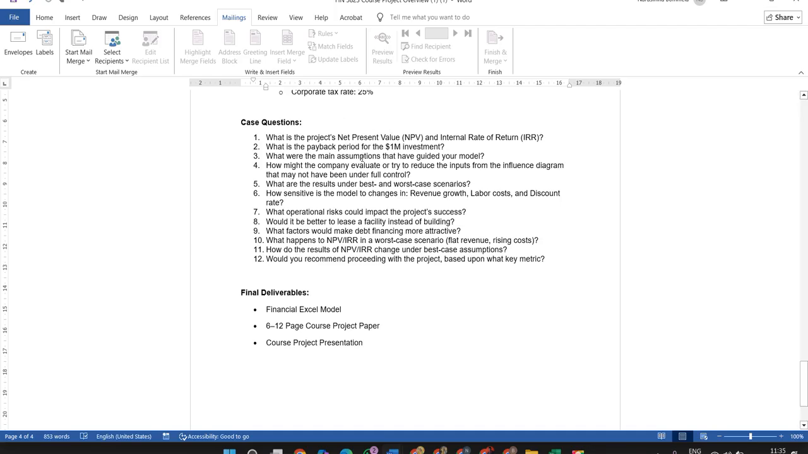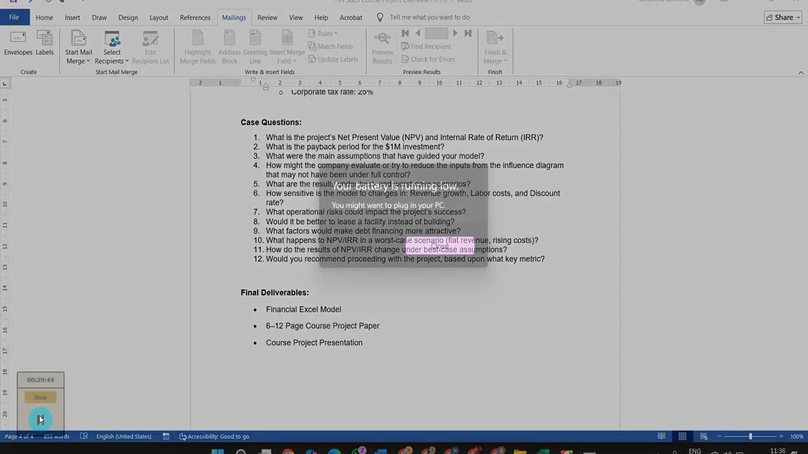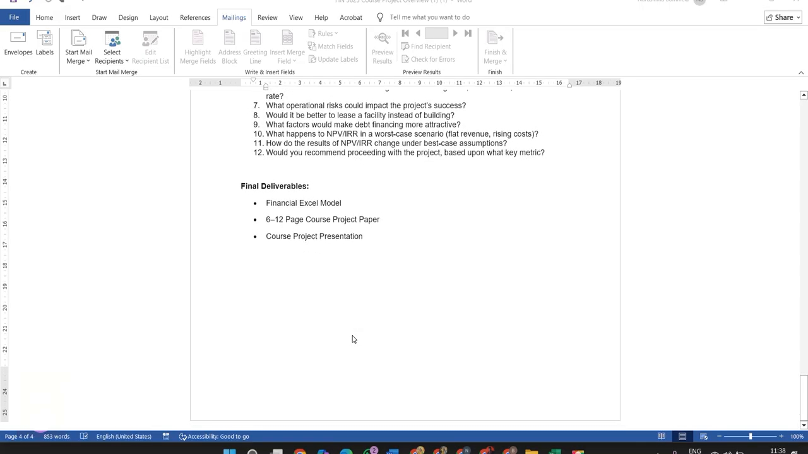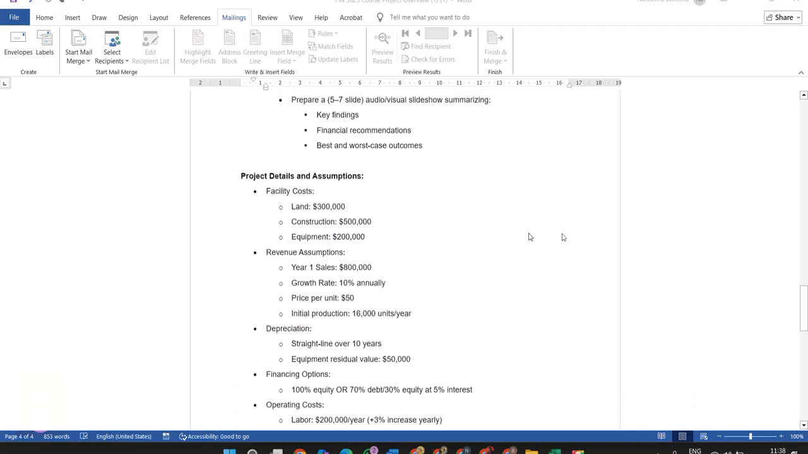Okay, what were the main assumptions that guided your model? You just need to speak about calculating revenues, calculating cash flows and other things. Related to the assumptions, you should speak about what inputs they have given. See here, they have given some data, right? About this data, these assumptions, you should discuss.